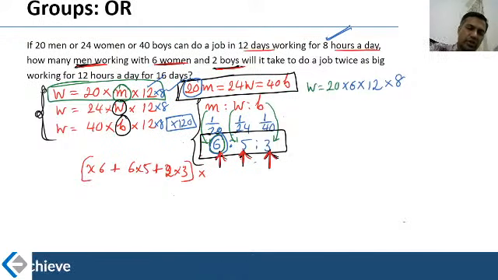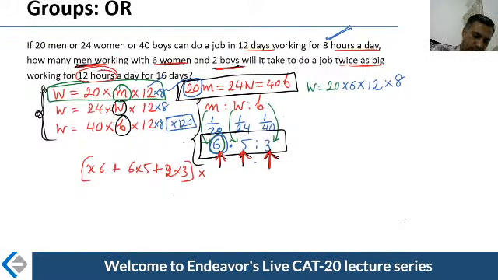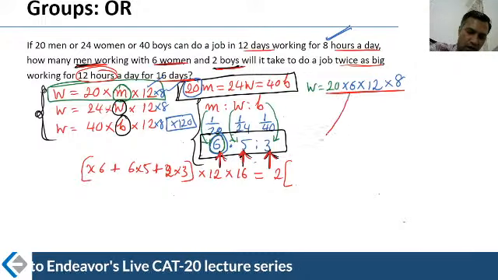Good. So to do a job twice as big, I'll come to the job twice as big. How are they accomplishing this, guys? They're working 12 hours per day. How long are they working? 16 days. 16 days is equal to twice the job. This is the work here, but the work should be 2 times the work. What is the work? Continue this.